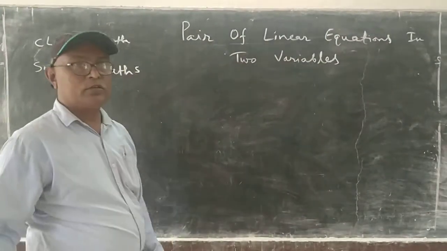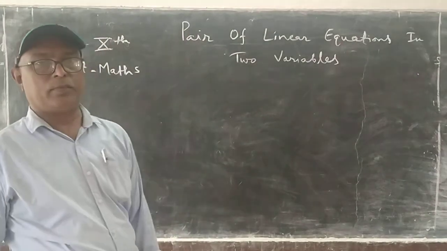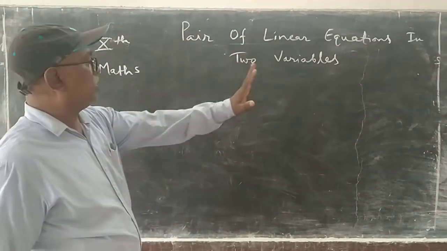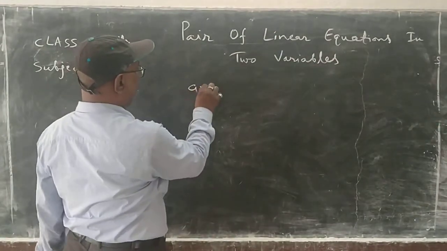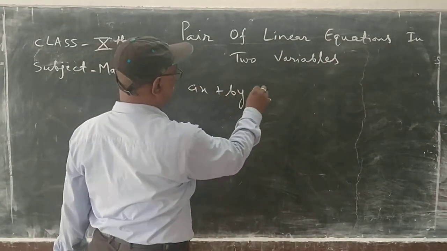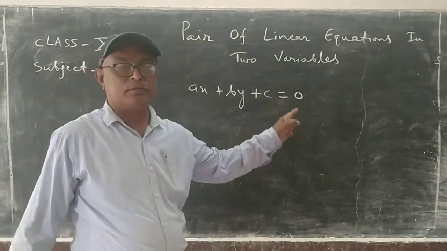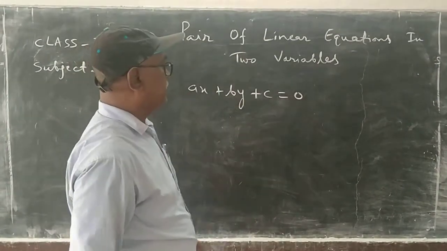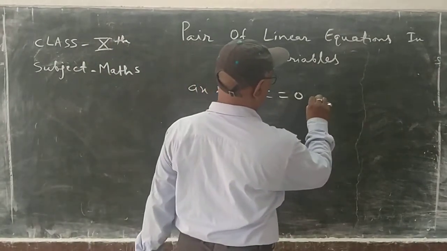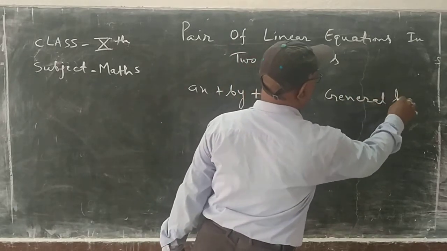Today I am going to start the chapter Linear Equations in Two Variables, pair of linear equations in two variables. Now, ax plus by plus c equal to 0. This is called the general linear equation in two variables, where a, b and c are constants.